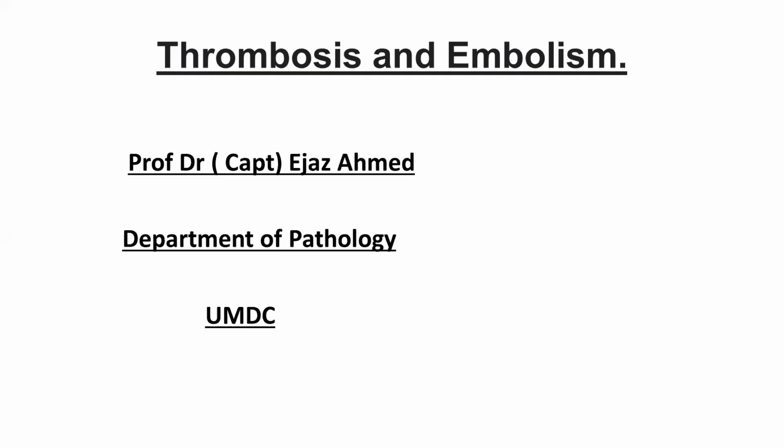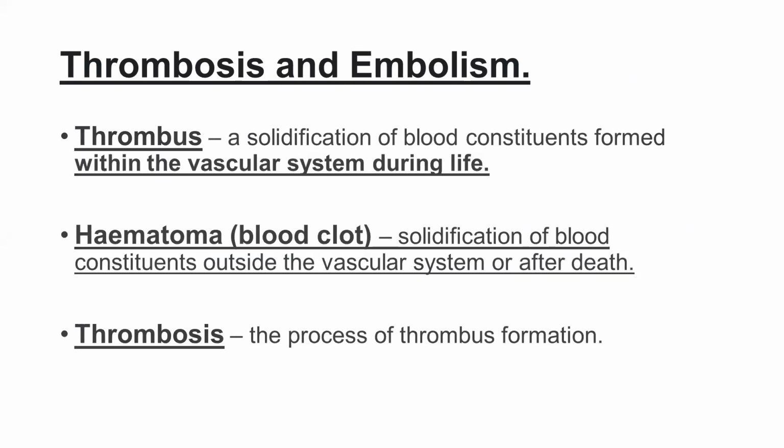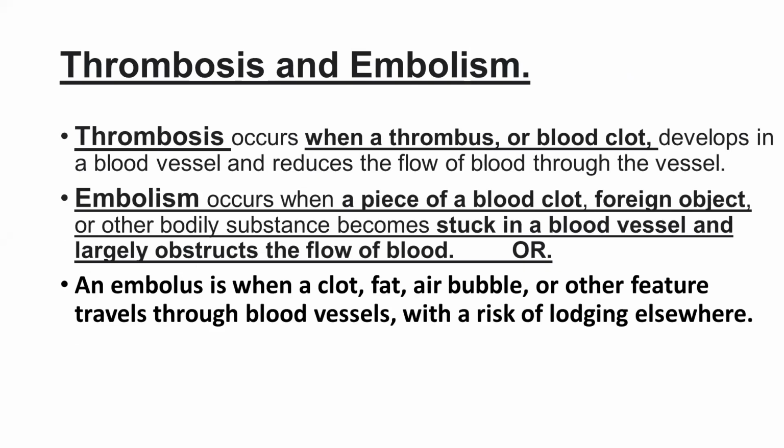Okay, now today's topic is thrombosis and embolism from the pathology department. Thrombosis occurs when a thrombus or a blood clot develops in the blood vessels and reduces the flow of the blood to the vessels. On the other hand, embolism occurs when a piece of blood clot, foreign objects, or other bodily substance becomes stuck in the blood vessels and largely obstructs the flow of the blood.